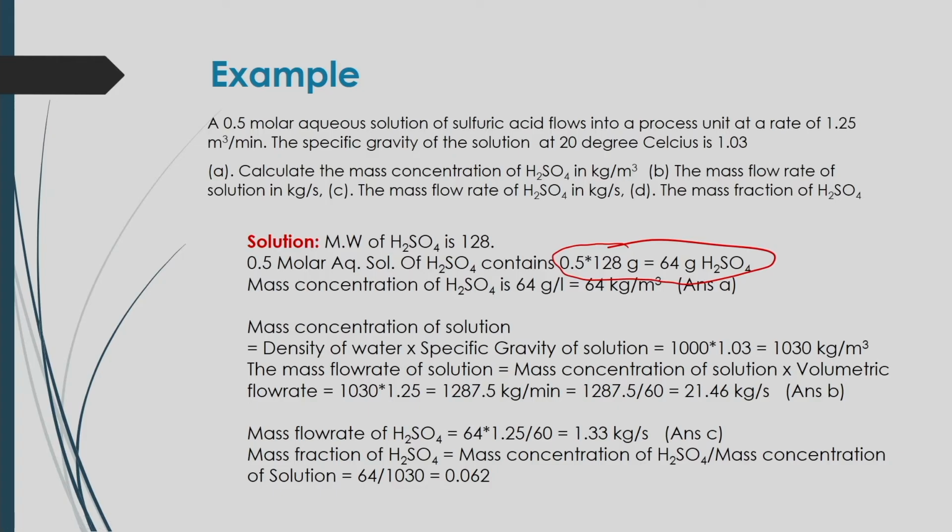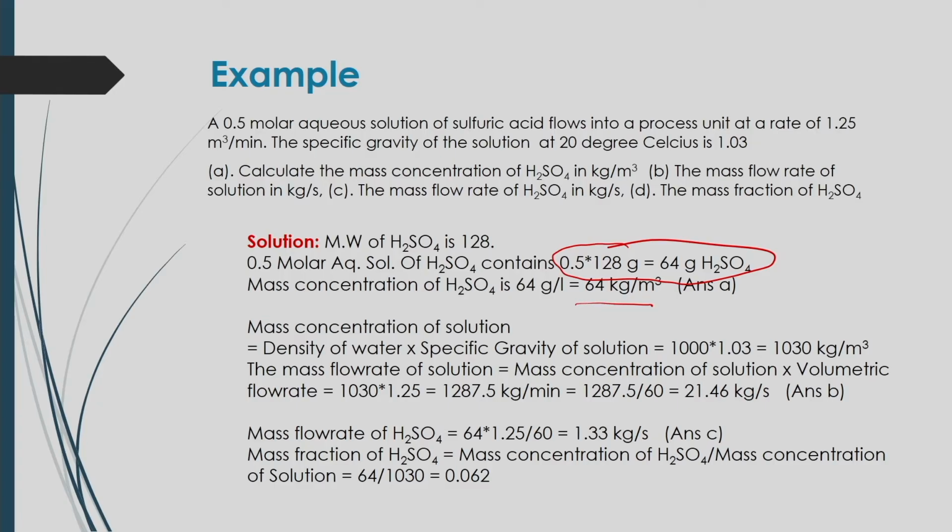Now, what should be the mass concentration of sulfuric acid? It will be simply 64 gram per 1 liter as per calculation. So, it is the mass concentration. Now, you have to convert it to another unit like kg per meter cube. Just divide gram to kg by 1000 and liter to meter cube by again dividing by 1000. So, simply the 1000 will cancel out, and it will become 64 kg per meter cube.